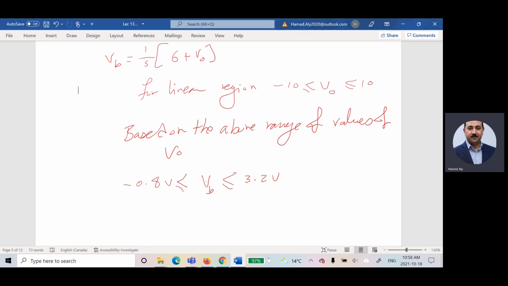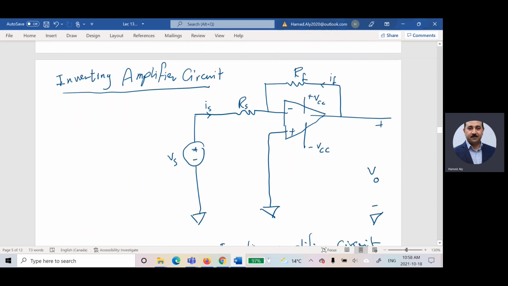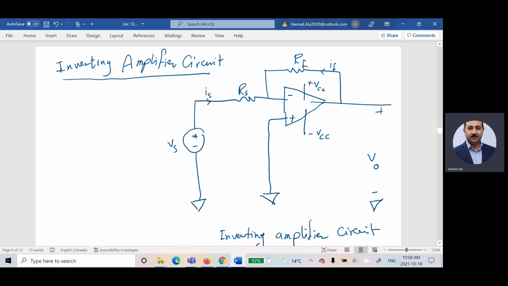Now, I'm going to talk about different applications for the operational amplifier. What are we using it for? The first application for the operational amplifier is the inverting amplifier circuit. I'm going to use it for inverting the voltage. Imagine, for example, my power supply is generating 10 volts, but I need negative 10. I need negative 15, negative 5, negative 7. How to do that? I can do that by using the simple circuit that we have on the board here.